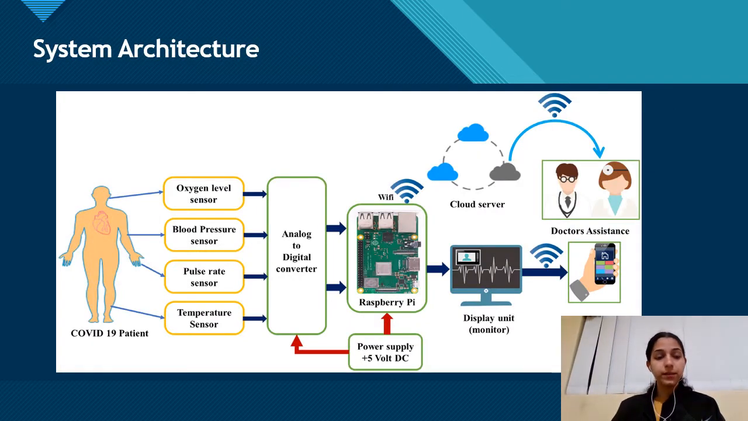System architecture. We have a COVID-19 patient, with oxygen level, blood pressure, pulse rate and temperature sensors. We have to check this person. We use different types of devices, like an analog to digital converter, power supply of 5 volt DC, Raspberry Pi, Wi-Fi, and a cloud service. That's why the doctor is assisted through these devices.